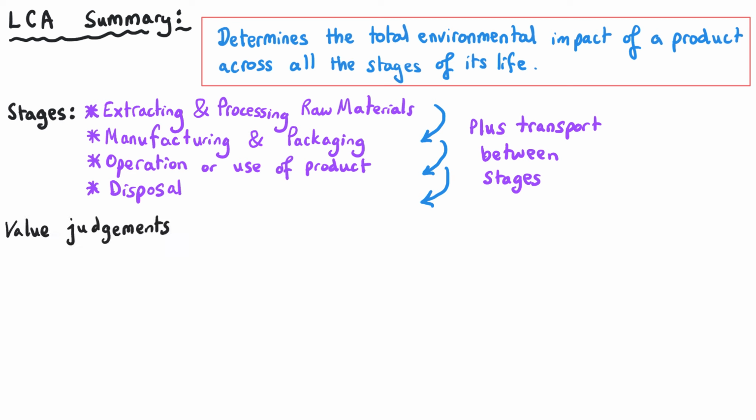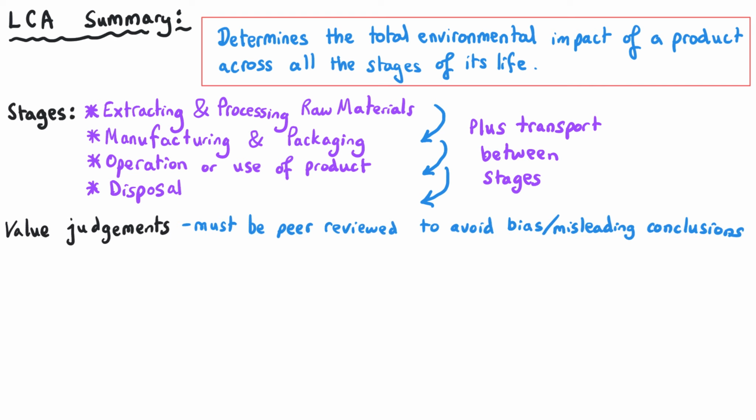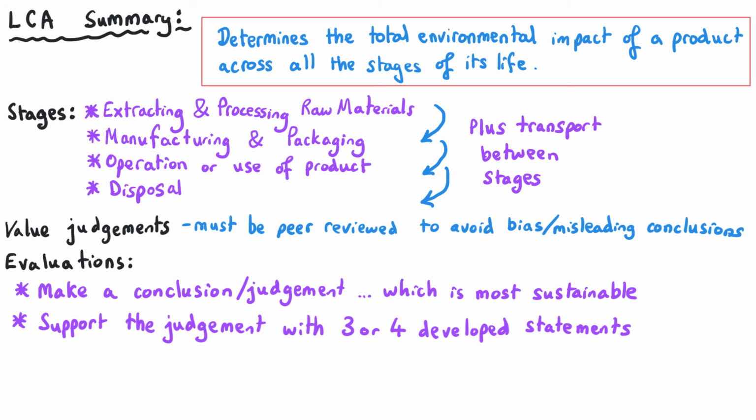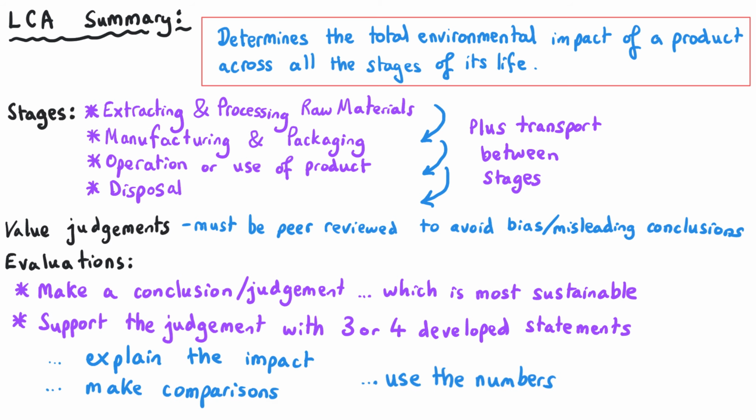And we need to be careful making value judgments, because the people making that value judgment might have a predetermined conclusion in mind. And when we're making evaluations, we need to make sure that A, we make a judgment about which is going to have the worst impact on the environment, and therefore which is more sustainable. And we need to make sure that our judgment is supported by 3 or 4 developed ideas that weave together the facts and the numbers that you've been presented with in the question.